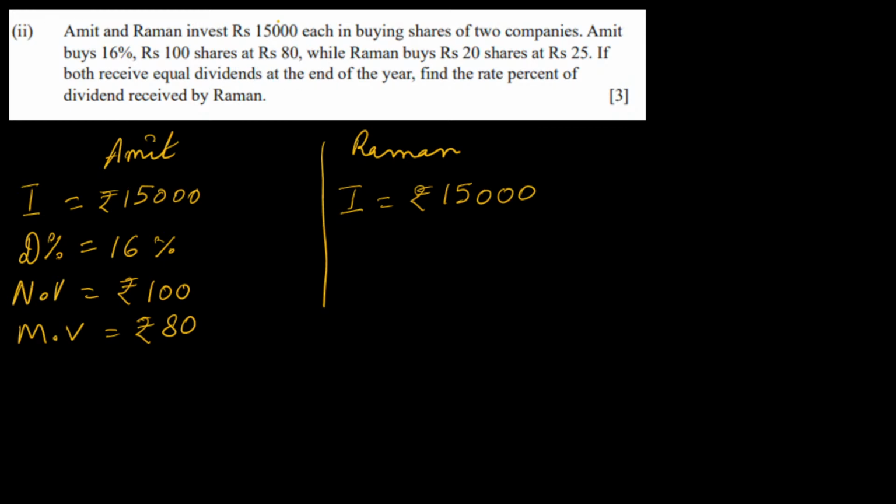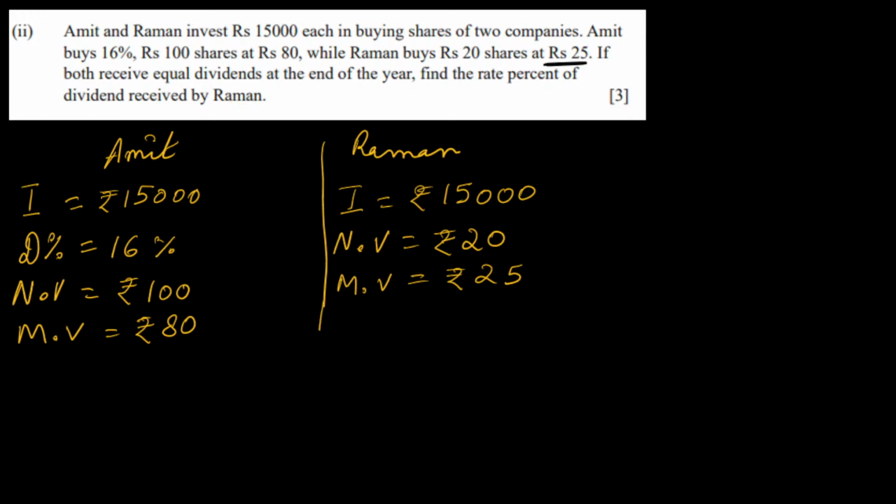And now let's write for the second one. Raman buys rupees 20 shares. So rupees 20 shares means the nominal value is 20 rupees. The cost written with shares is always the nominal value. At 25: rupees 20 shares at 25 he purchased, that means the market value of these shares is 25 rupees. If both of them receive equal dividends at the end of the year, find the rate percent of the dividend received by Raman.